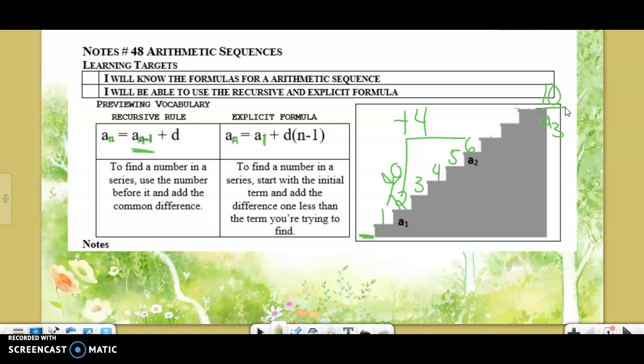Now, because we didn't start on the ground, because we're starting with our first value, that's where this subtraction of 1 comes in. Instead of starting at 0, I'm starting with our first number, and I need to use that number in order to get to the next. So I'm going to go back 1 each time. I'll do a better job of explaining this as we work with some of these problems.